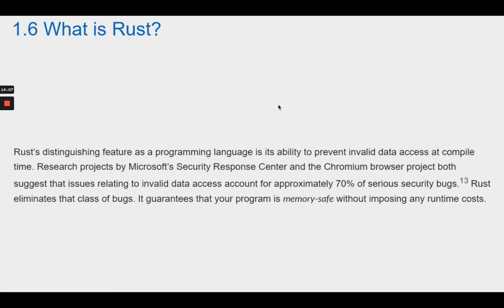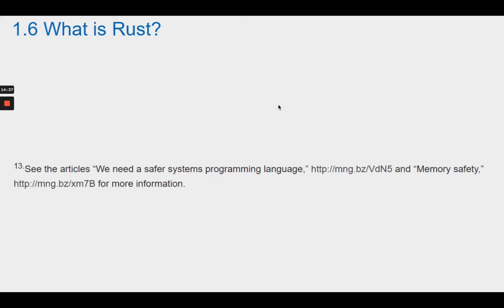Rust's distinguishing feature as a programming language is its ability to prevent invalid data access at compile time. Research projects by Microsoft's Security Response Center and the Chromium Browser project both suggest that issues relating to invalid data access account for approximately 70% of serious security bugs. Rust eliminates that class of bugs. It guarantees that your program is memory safe without imposing any runtime costs.